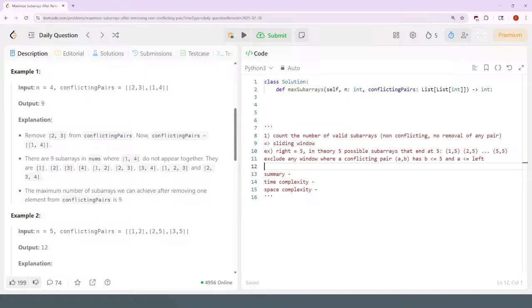So for instance, if I have a conflicting pair that is, say, [2, 4], then it should be possible to do [3, 5], [4, 5]. But if I do [2, 5], actually I think it might be the other way around. I think this is left is less than or equal to A.